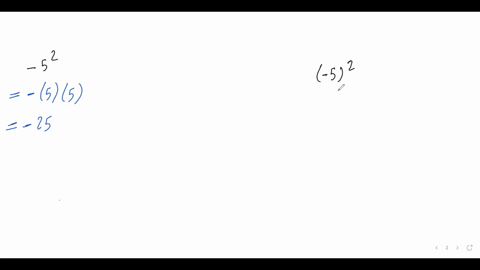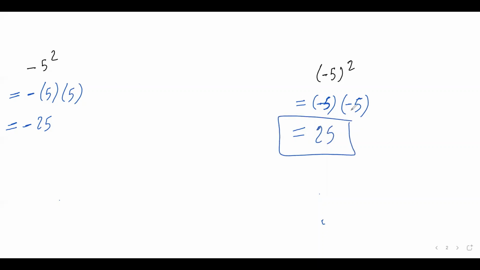How about this one? I have negative 5 in a bracket to the power of 2. This means negative 5 times another negative 5. Negative 5 times negative 5 is positive 25, because negative times negative is positive. So I have a positive number here. This is my answer. So these two are different. If the negative is inside the bracket, you have to be careful. Let's move on to the next rule.